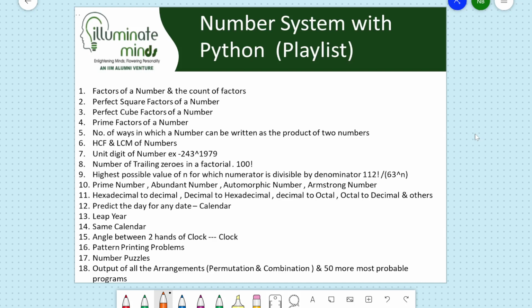You need to write down the program which is best possible in terms of efficiency, with less number of iterations, and that's what we need to do as a coder, isn't it? So that's how we need to proceed forward. Let's start the first program of the playlist: factors of a number and count of factors.